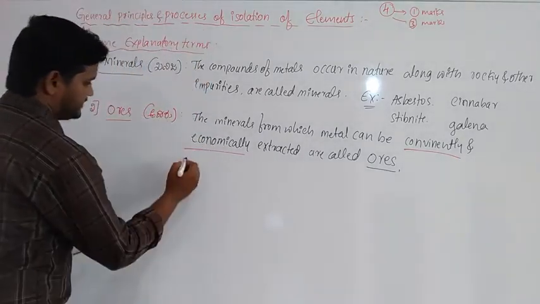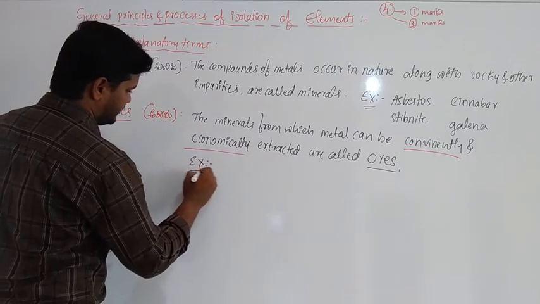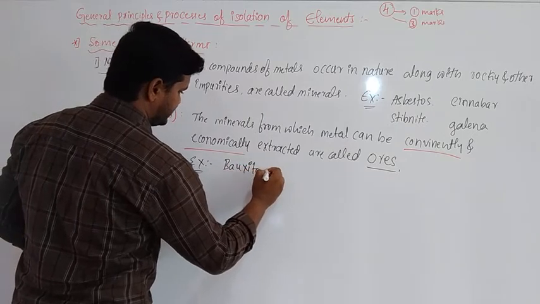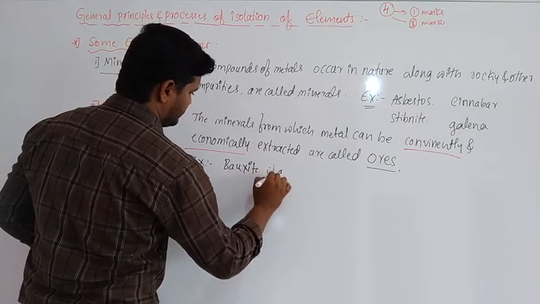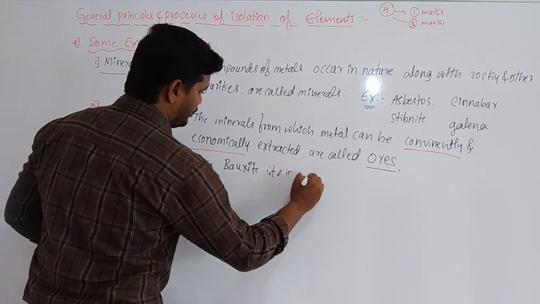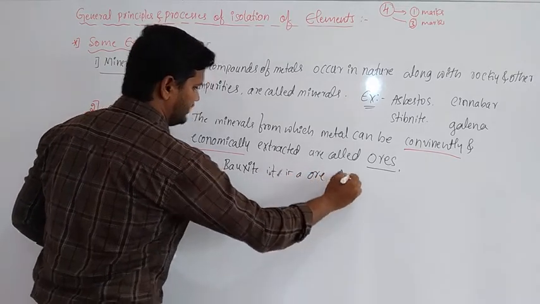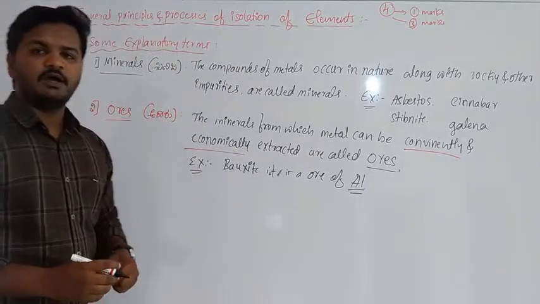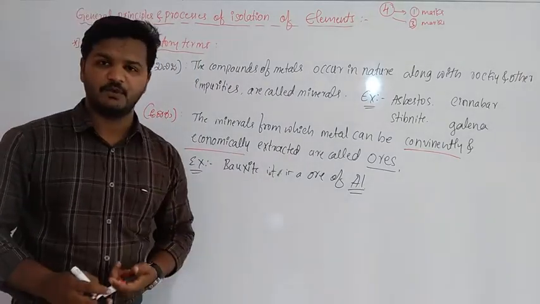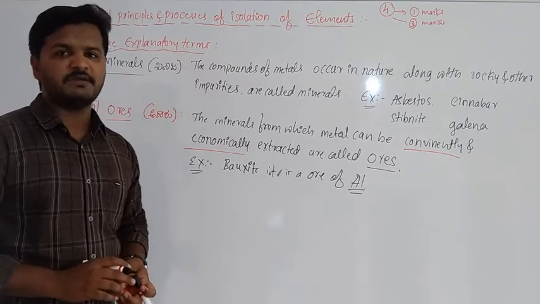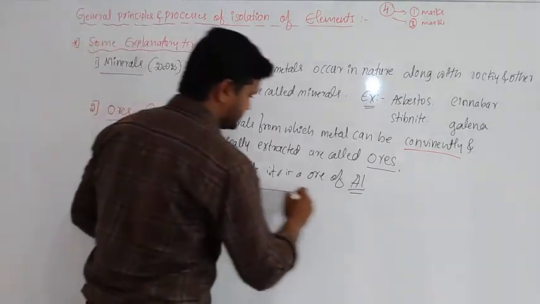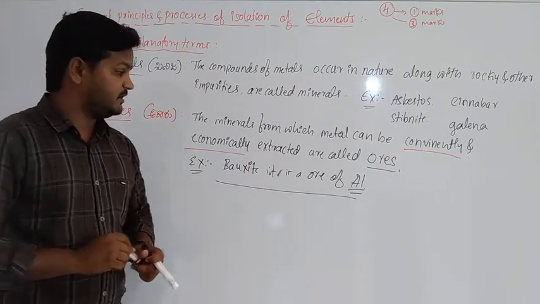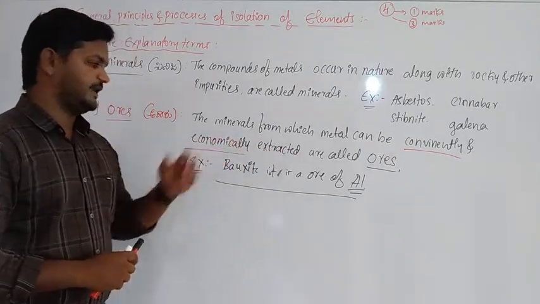Next, examples of ores are bauxite. Bauxite, it is a ore of aluminium. And also one more example, corundum. Corundum, it is also ore of aluminium, but this is the best method, this is the best ore to extract the metal, that is aluminium, conveniently and economically.